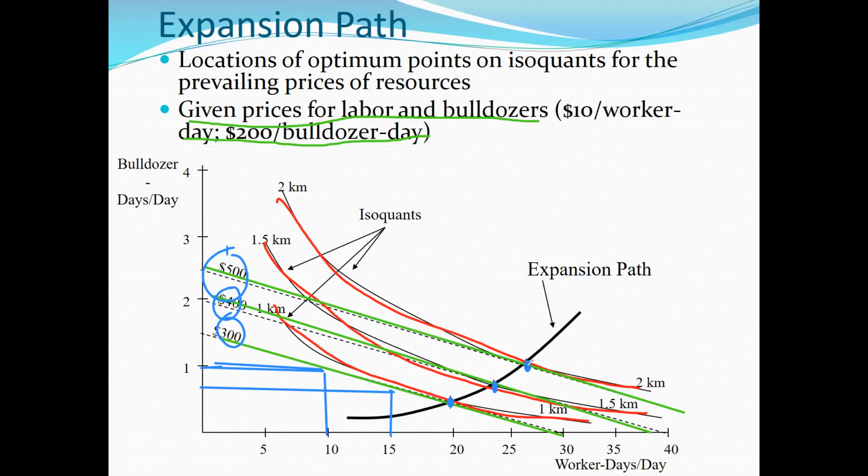So essentially what's happening is that if you want to find out what is the best combination of labor and workers that you should use as your budget goes up, you should be looking for the points at which the cost curve becomes tangent to the isoquant.